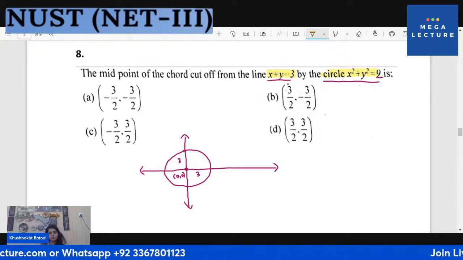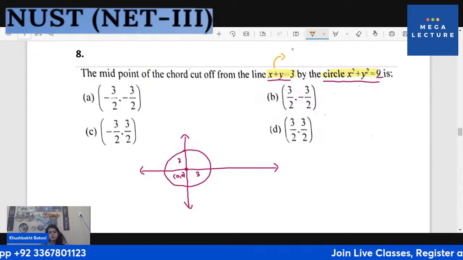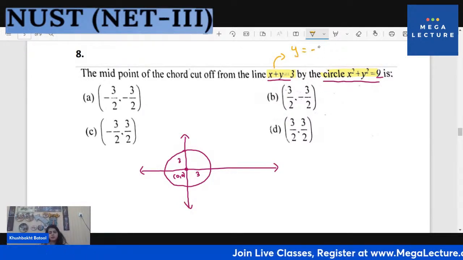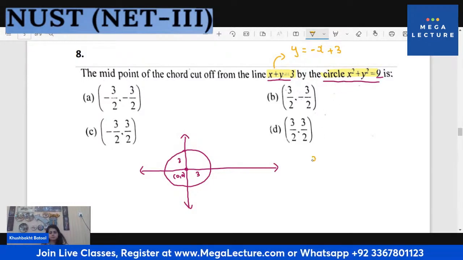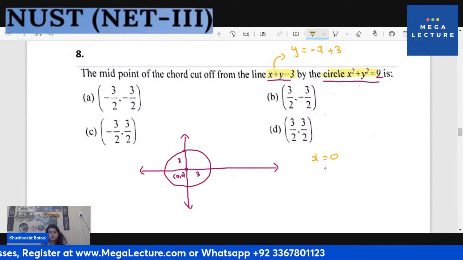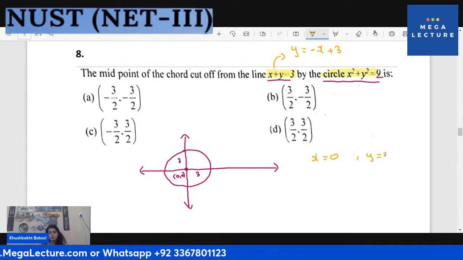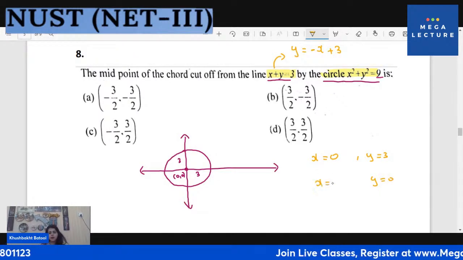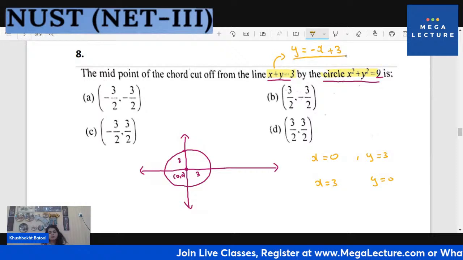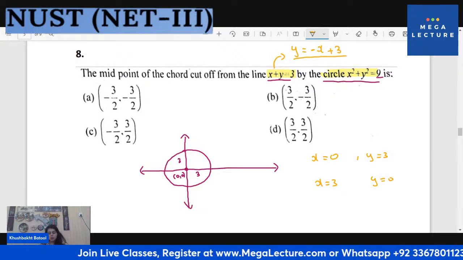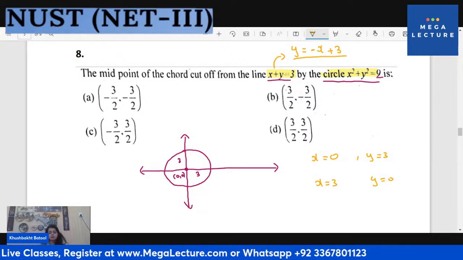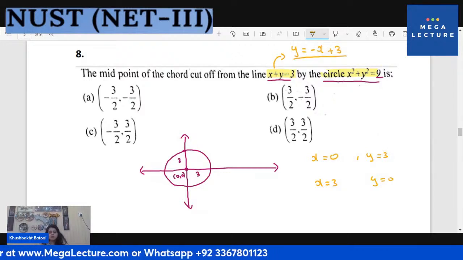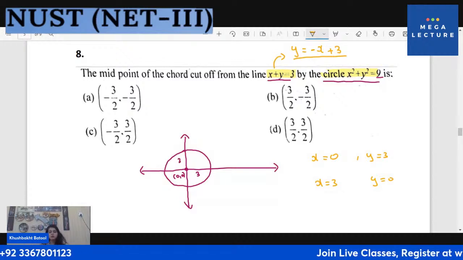All right, now I'll just write this equation this way. Y equals minus x plus 3. X is 0, y would be 3. Y is 0, x would be 3. I have discussed this method earlier as well. Whenever you're interested in plotting the line, just find the location of the line on the axis. So for that, you do x equals 0 and y equals 0.